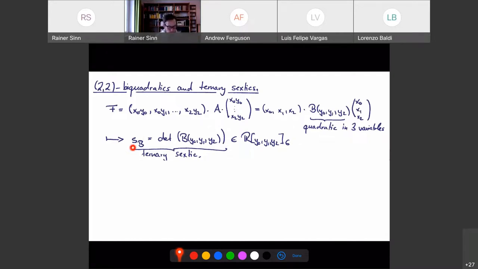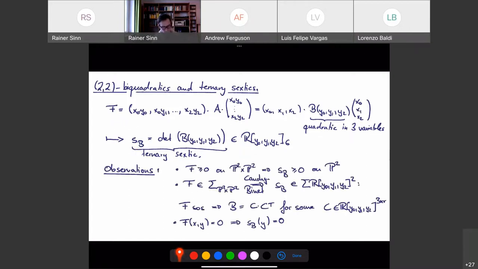Okay, and this I call SB, right? The determinant of this B matrix, and that is classically known as a ternary sextic, a polynomial of degree 6 in 3 variables. And some properties of this F, of this biquadratic, relate to the properties of this polynomial of degree 6.